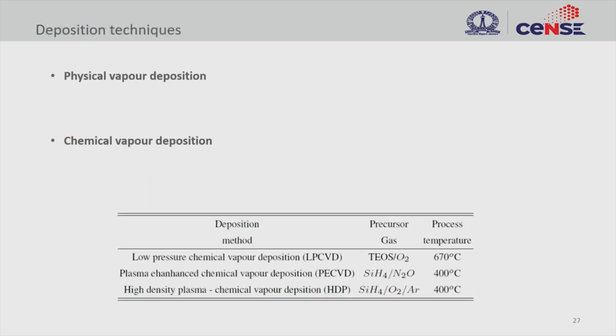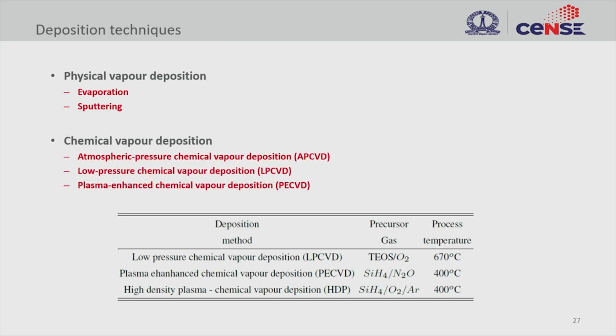So there are multiple ways to deposit silicon dioxide. One is a PVD method. We can use evaporation or sputtering, or we can use a CVD technique, either atmospheric pressure CVD, low pressure CVD, or plasma enhanced CVD. You can use any of these, and the implications are the precursor gases that you are going to use, and also the temperature of processing. So if you already have metal underneath, you cannot use LPCVD, so you rely on PECVD or HDP process.